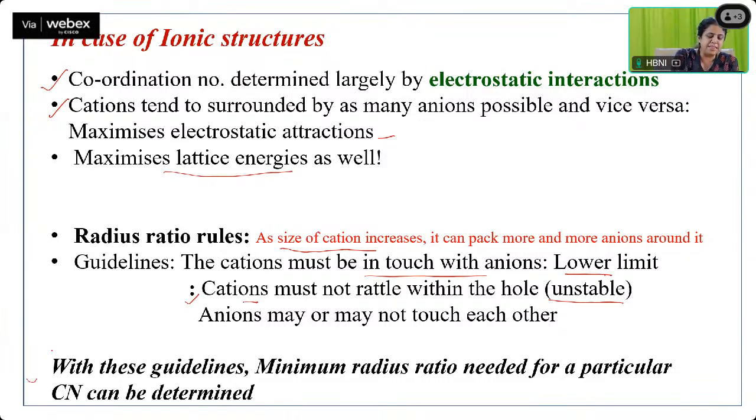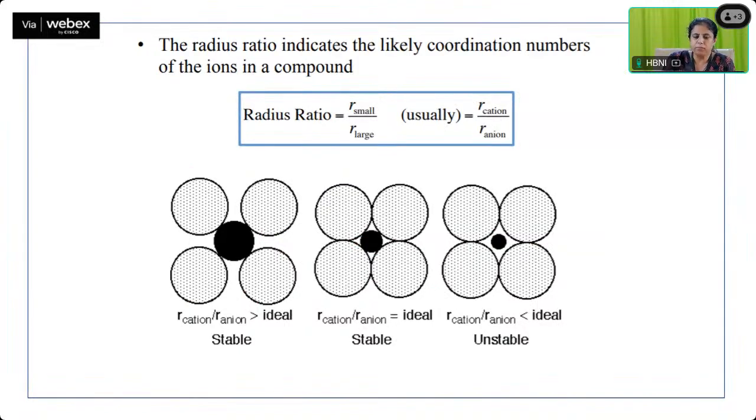So with these guidelines in mind, we can work out the minimum radius ratio needed for a particular coordination number. Radius ratio generally, because the interstice is small, is defined as R small by R large, and most of the time you know that cations are smaller. That is why it is defined as R cation by R anion.